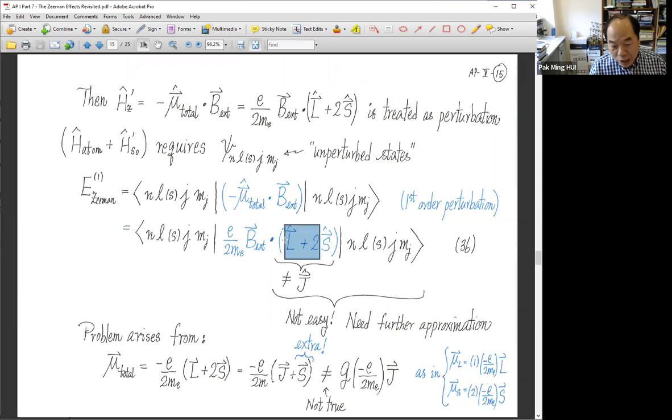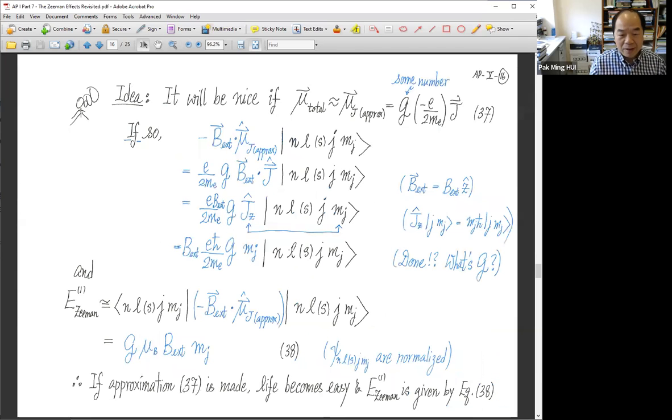Okay, because L plus 1S is J, so we have J plus S. The first term, J, we love it, we keep it. The problem is how to handle the extra S. So let me introduce the idea before we take a break. Then we better find a way out, okay? We are going to do something more than first order perturbation.